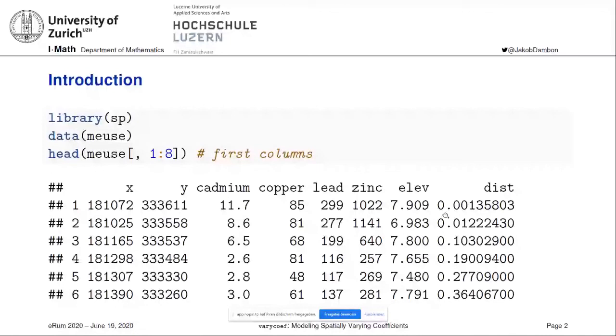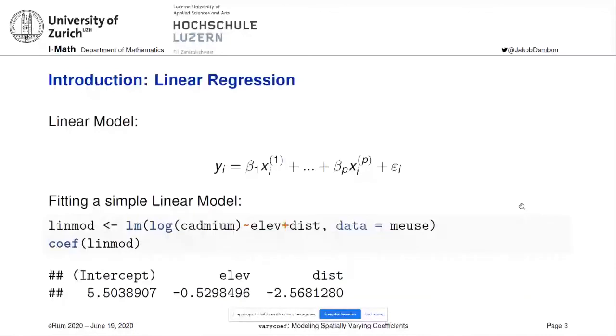Now, if I say I want a model that predicts the level of cadmium depending on elevation and distance, we all know the linear regression model, where we take the data set in R, for example, with the lm function. Here I apply a log on the cadmium levels and have my covariates, elevation and distance. With this, I receive the coefficients and can use them or the prediction function to give predictions at any site.